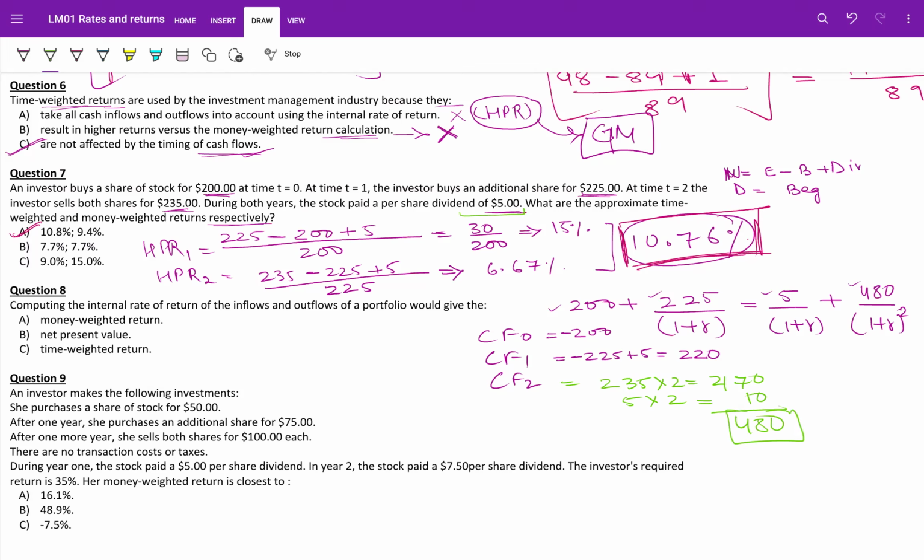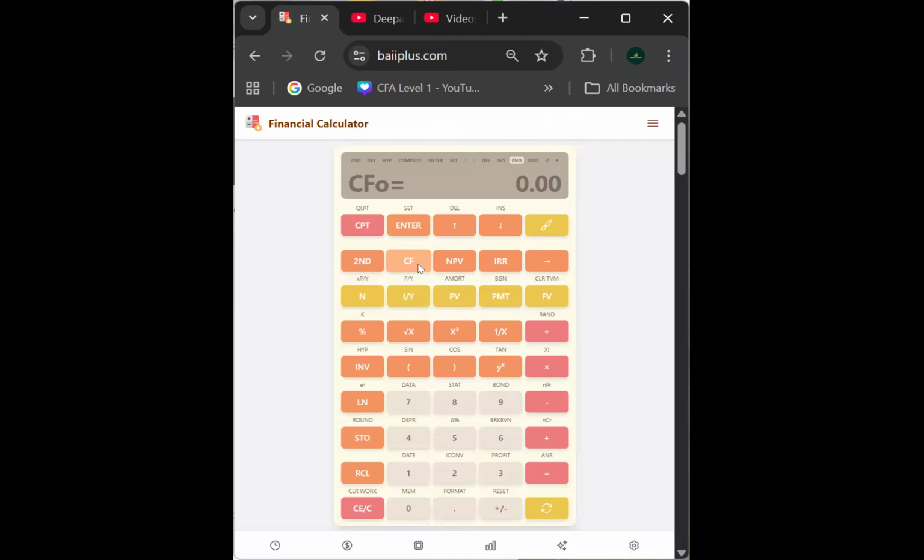Now we are going to plug these numbers into our calculator in the cash flow function. First 200, which is a cash outflow. We plug this number in, enter, and press the down arrow. Then 220, which is again a cash outflow, a negative number, enter. And this is our cash inflow, enter. Now we compute our IRR and it's going to be 9.39. So 9.39 is our IRR.